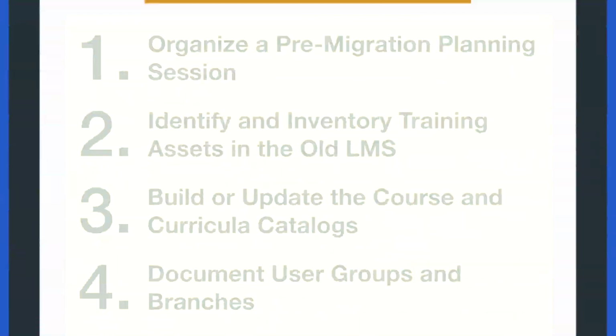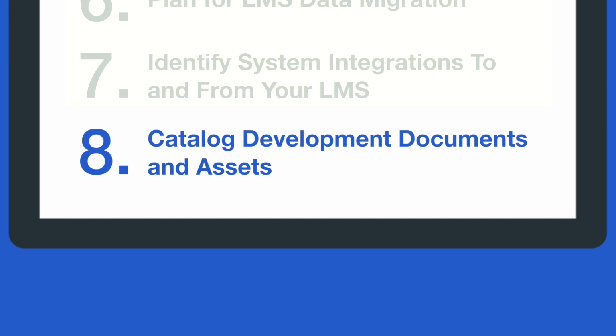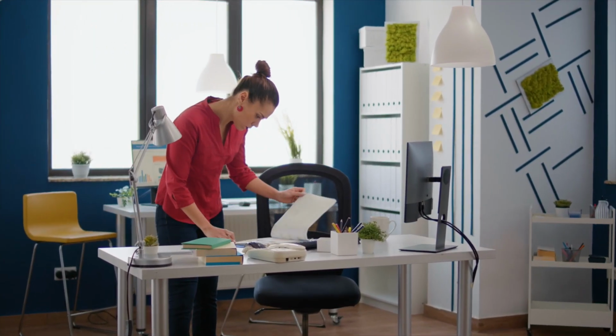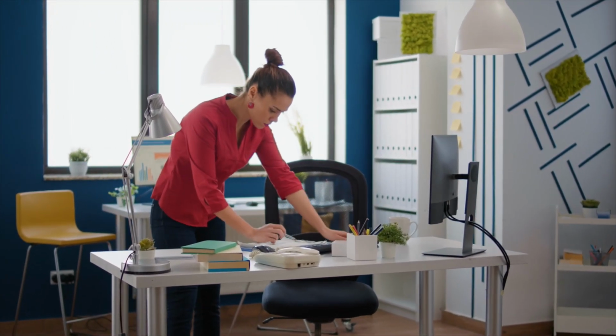Step 8. Catalog development documents and assets. This process should include project files, SCORM files, and other assets and artifacts needed for migration. Consider now your strategy for managing incomplete or missing assets.